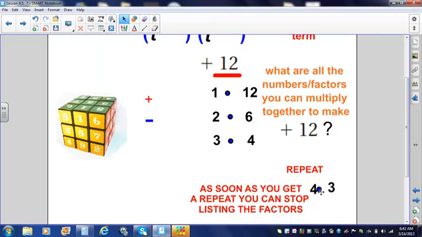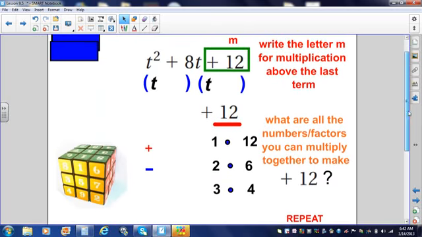What can I now multiply together from this list to give me positive 12? Well, positive 1 times positive 12 gives me positive 12. Positive 2 times positive 6 gives me positive 12. Positive 3 times positive 4 also gives me positive 12. So all these work so far.